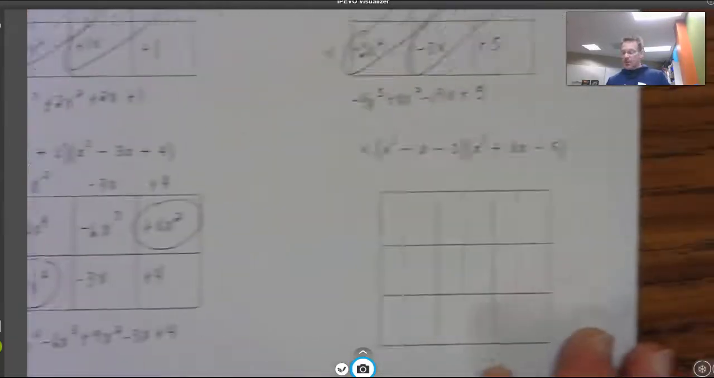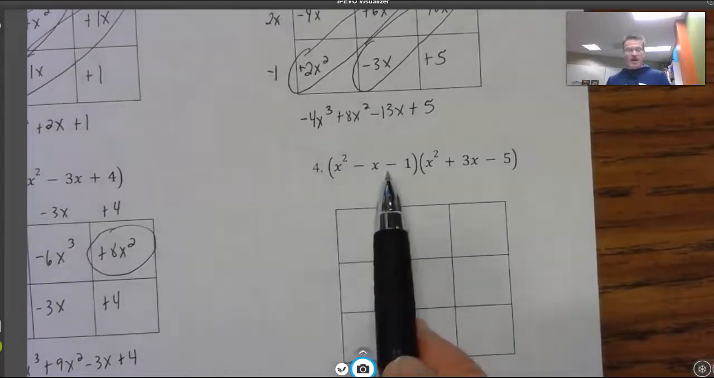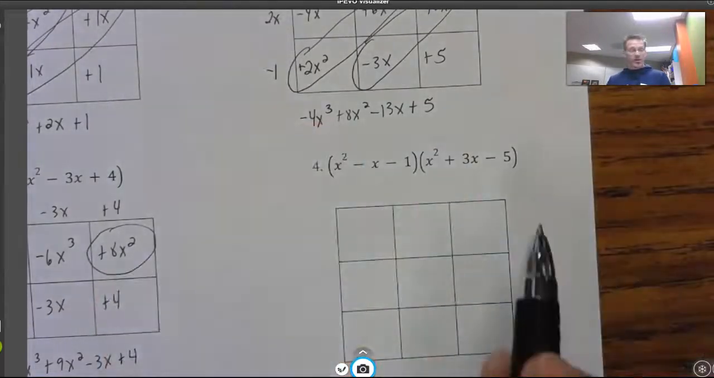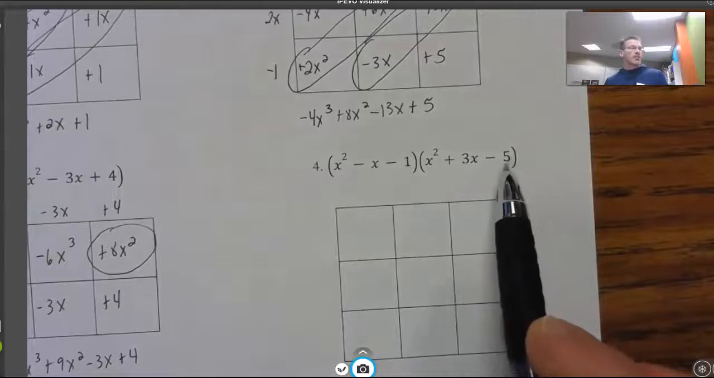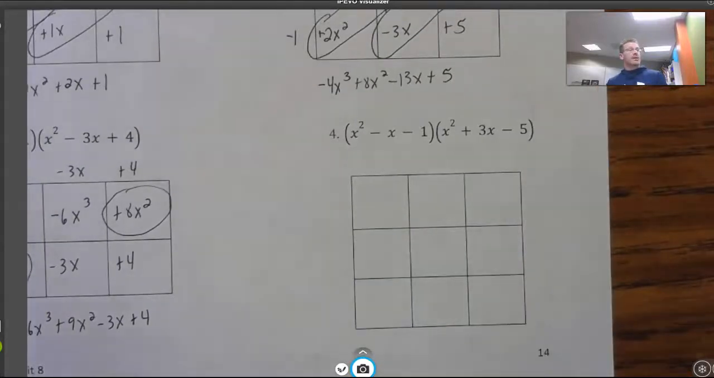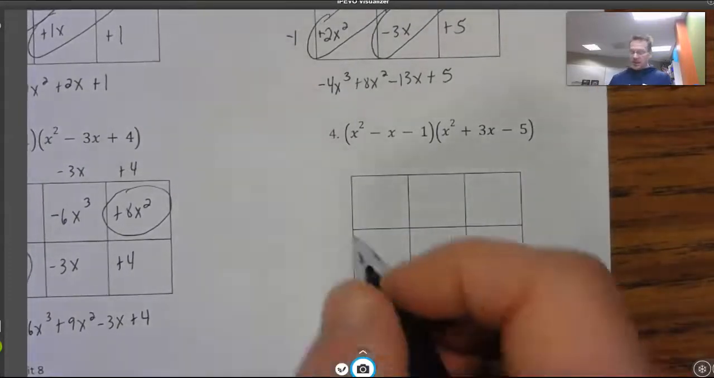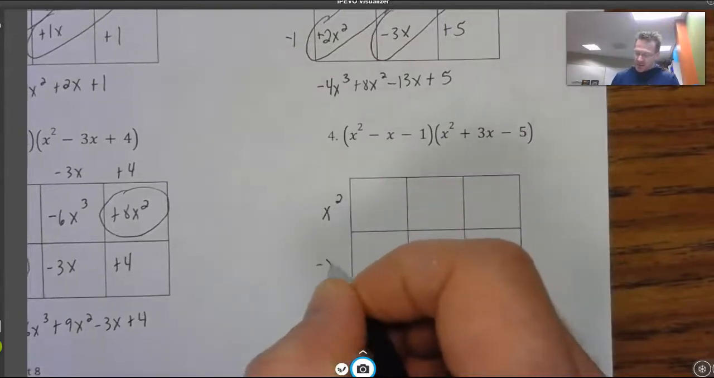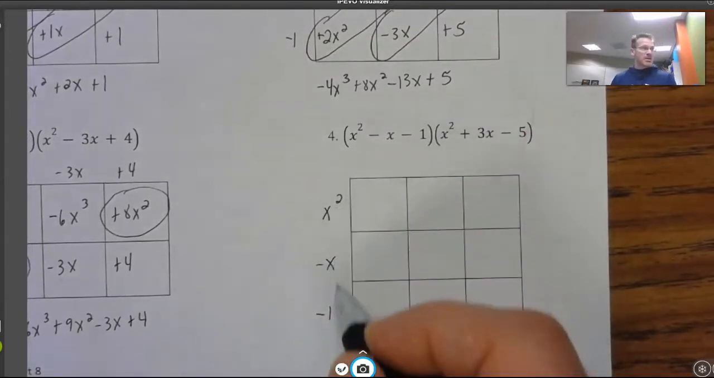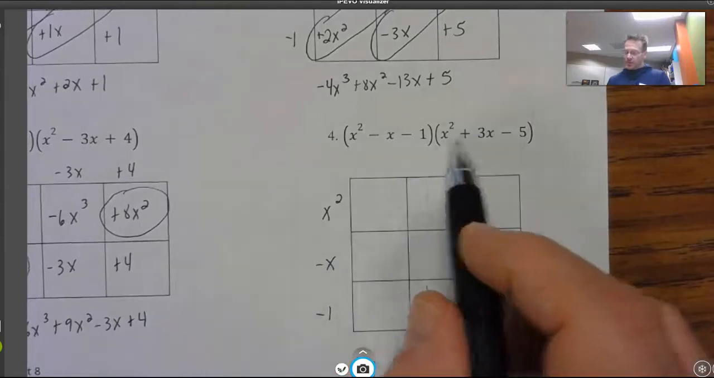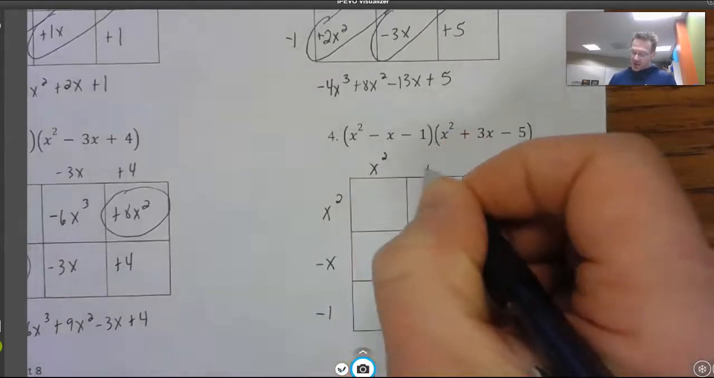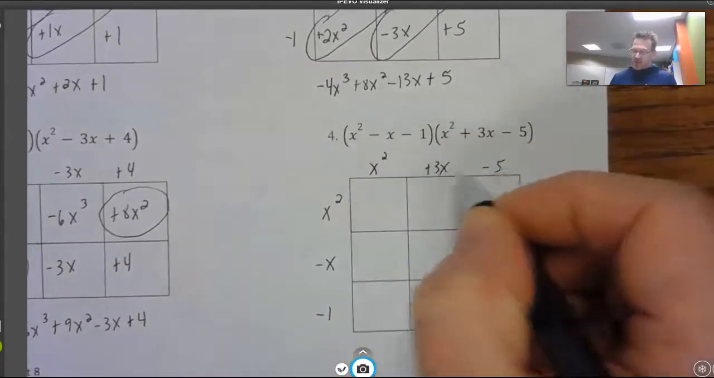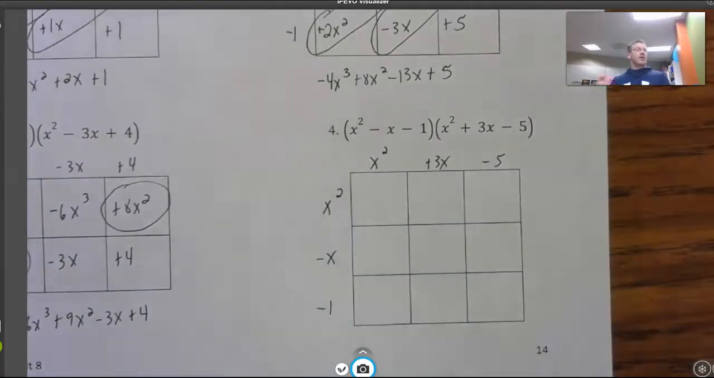All right, now looking at number 4 here, notice now I have a trinomial, which is a 3-term polynomial, times another trinomial, which is a 3-term polynomial. So that means I need a 3 by 3 box. All right, and so here's x squared minus x minus 1. Notice I'm not missing any powers, descending order. Okay, x squared plus 3x minus 5. Descending order, not missing any powers. So hopefully all my like terms will be on those diagonals now.